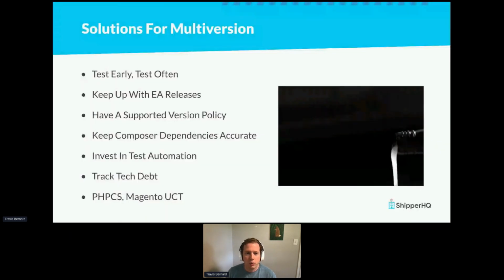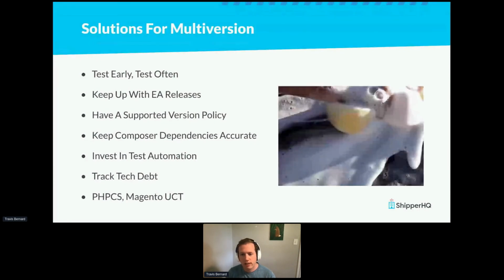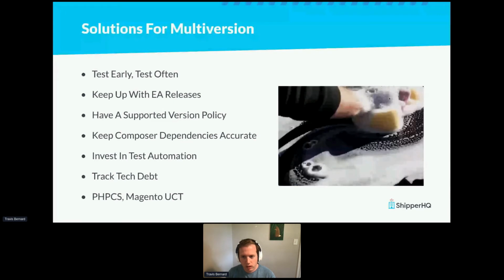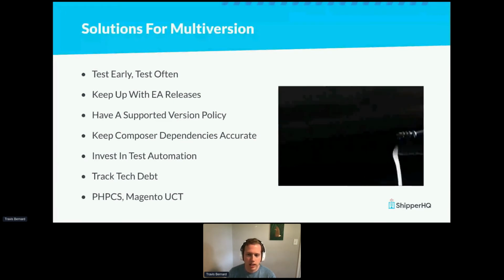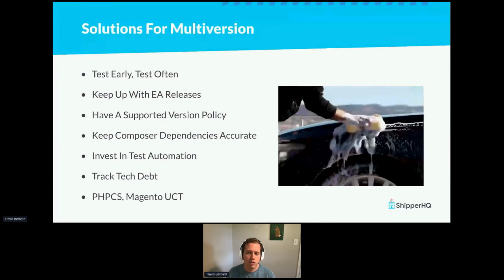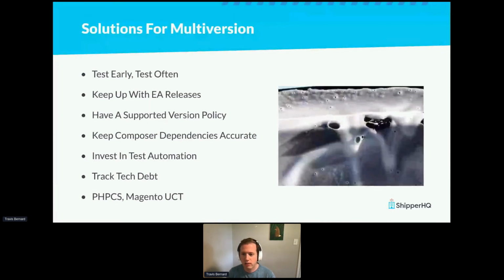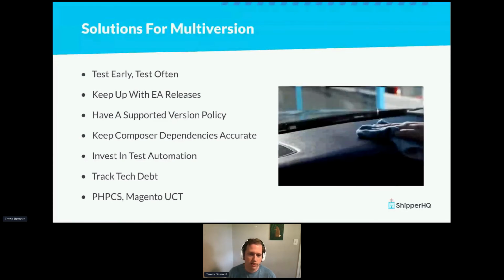So we found there's not anything that you can do to fix that, to change that. It is what it is, and the merchants have good reasons for making those decisions. So the best thing that we found we can do is just to test early and test often, be ready for new releases, be ready for new versions, know what the differences are.